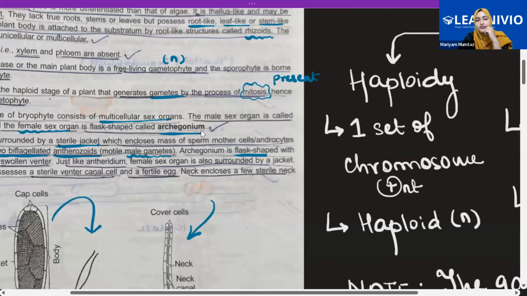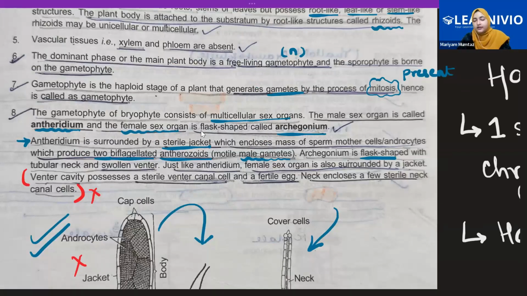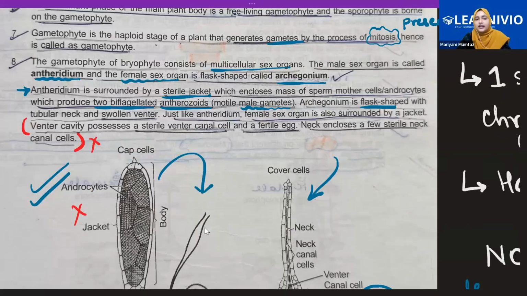Okay. So in the previous class, we had talked about how the main plant body of bryophyte is the gametophytic plant body, which is responsible for making the gametophytes. But how? Basically, there is the male sex organ and then there is the female sex organ. The male sex organ of the bryophyte is called the antheridium. The female sex organ of the bryophyte is called the archegonium.